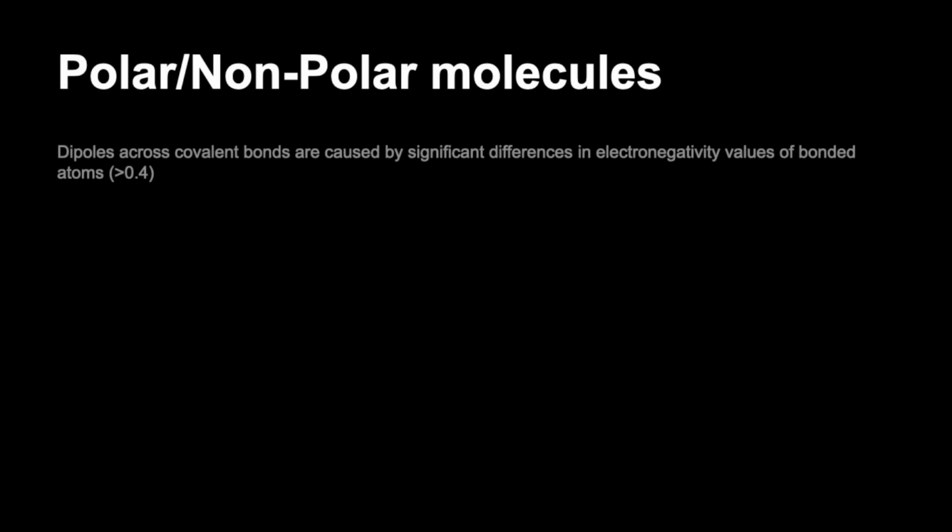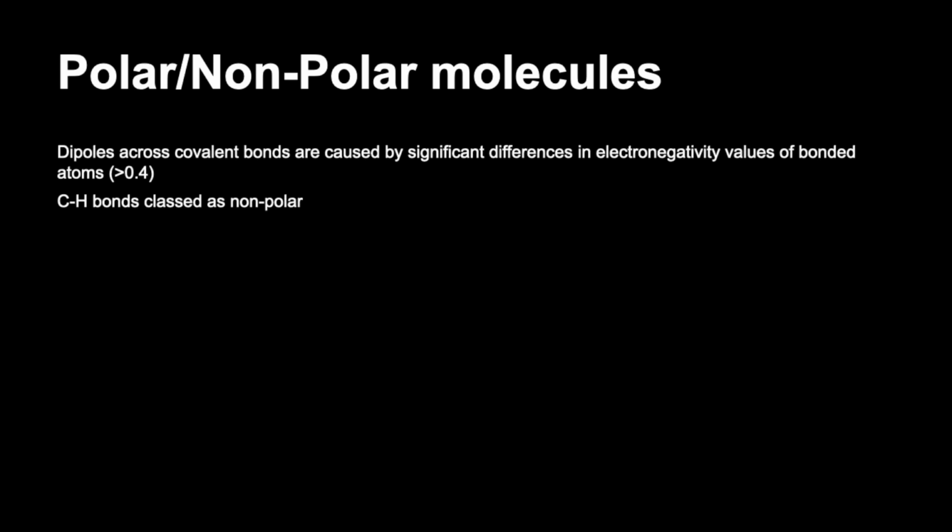Next topic we'll look at is polar and non-polar molecules. So the first thing we need to talk about is what causes dipoles in covalent bonds. They're caused by a significant difference in electronegativity values of those bonded atoms. So typically anything greater than 0.4 of a difference will mean that the bond is polar. The only bond that you need to class as non-polar that has different atoms in is the CH bond, and that's because the difference is 0.4. So that's not significant. So the CH bond, even though it's different atoms, is classed as a non-polar covalent bond.